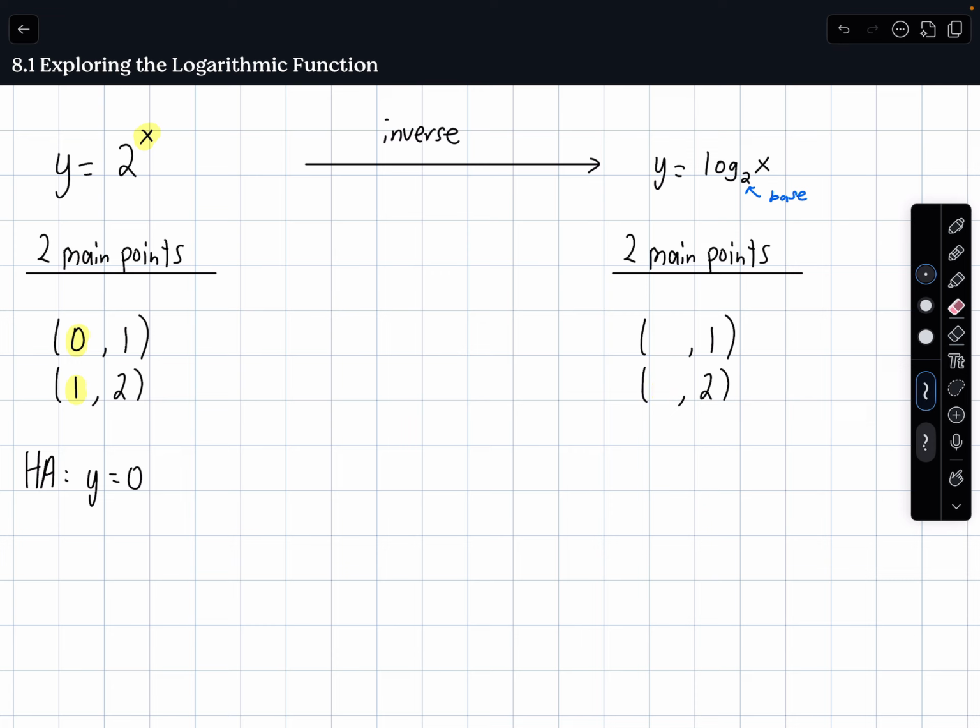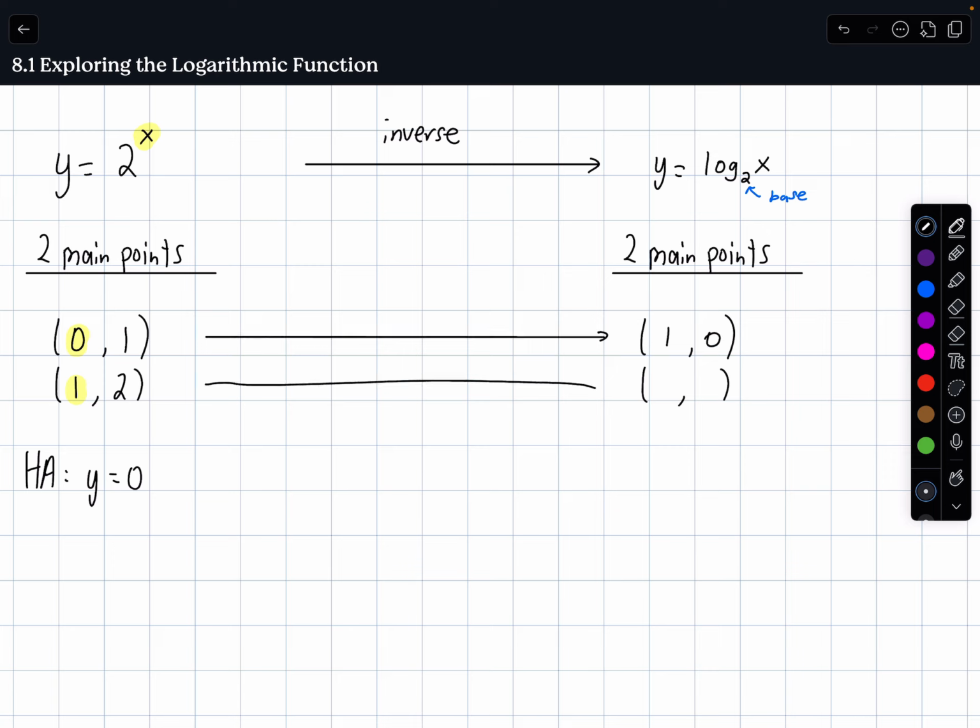The only difference is, what do we know about the inverse? Whenever we take the inverse of a function, we flip the points. So instead of (0, 1), this is going to be (1, 0). And instead of (1, 2), this is going to be (2, 1). Now, one thing to know is that in an exponential function, you have a horizontal asymptote at y equals 0, but in a logarithmic function, you have a vertical asymptote at x equals 0.